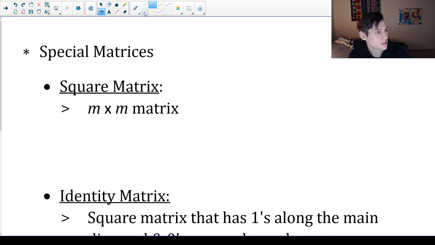All right, special matrices. So we have a square matrix. A square matrix is just a matrix that is m by m. So that just means there's the same amount of rows and columns.